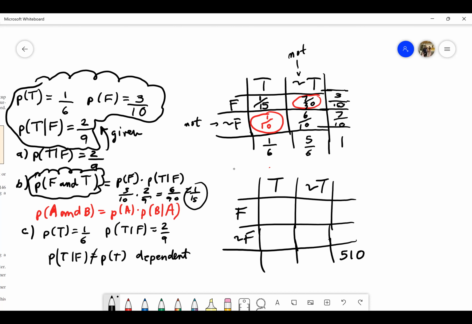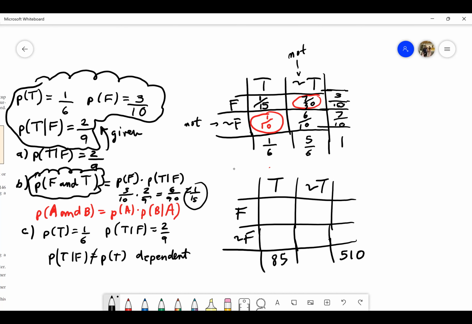Oh man, this calculator. Brianna was right. It's not a good one. Oh my gosh, I messed up again. Se apagó. All right, so what's 510 times 1/6?